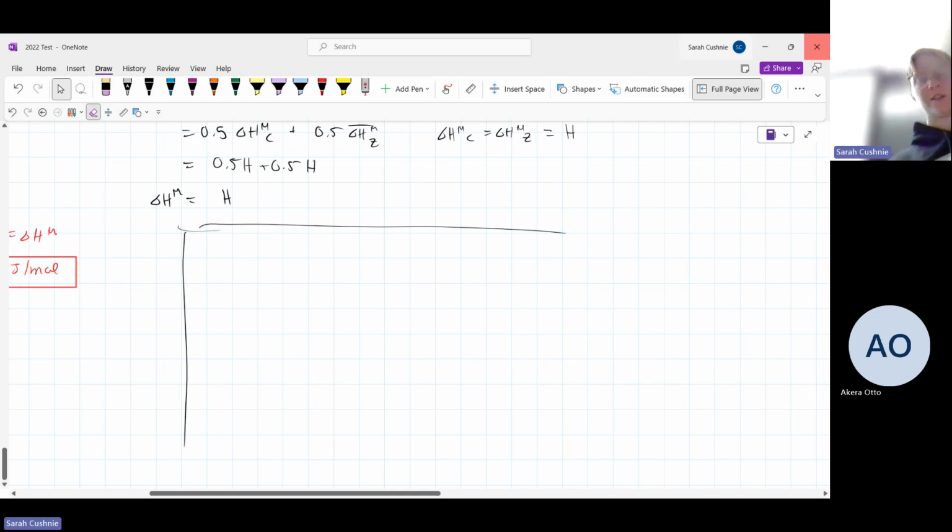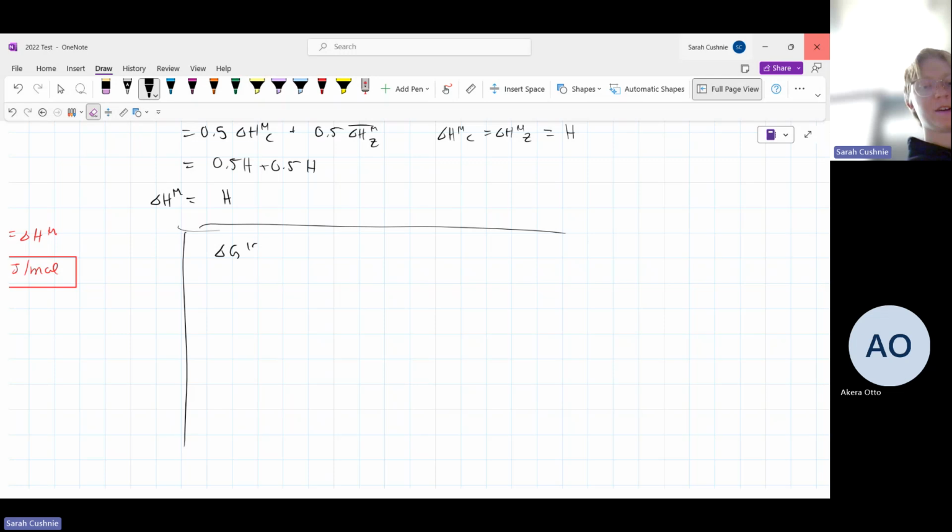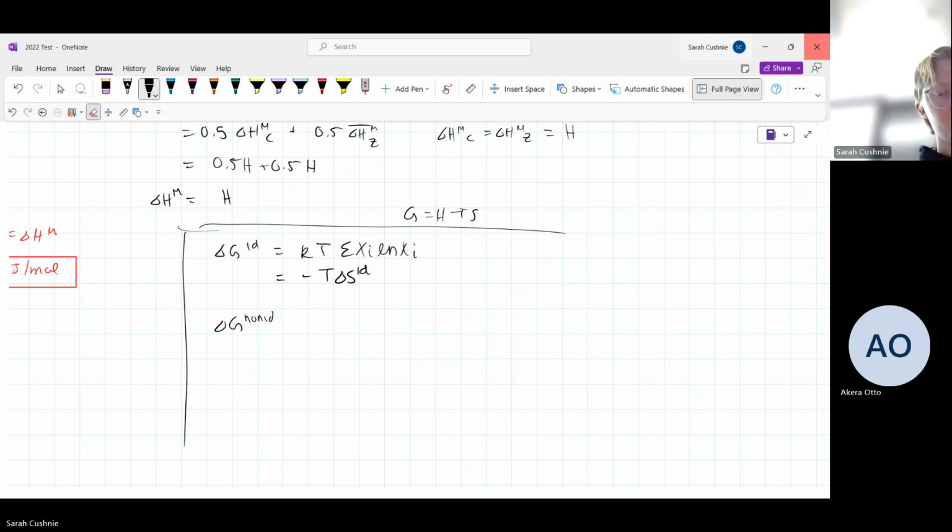Remember back when we defined excess thermodynamic values, we know that G is equal to H minus TS. We know that delta G ideal, we can define it a few different ways. We can say that it's equal to RT times the sum of X_i ln X_i. We can say that it's equal to just negative T delta S ideal. Whatever floats your boat. And now we take delta G of non-ideal.